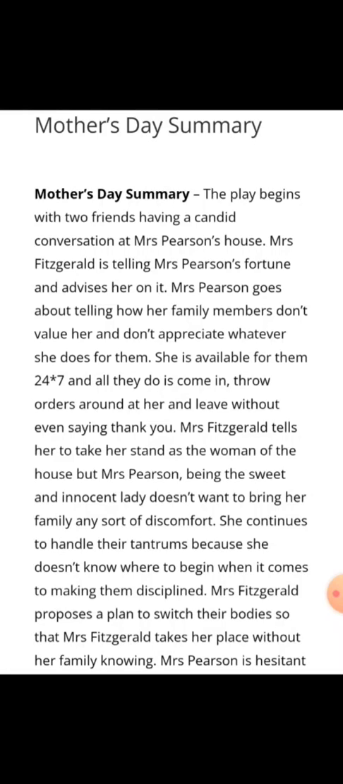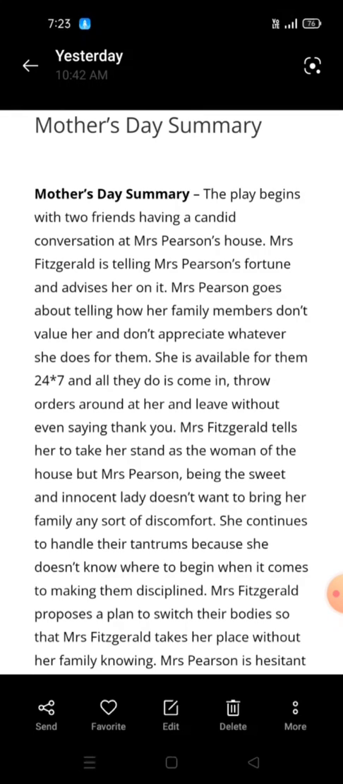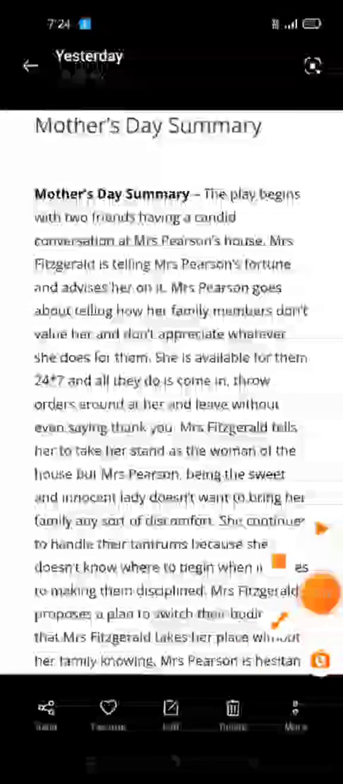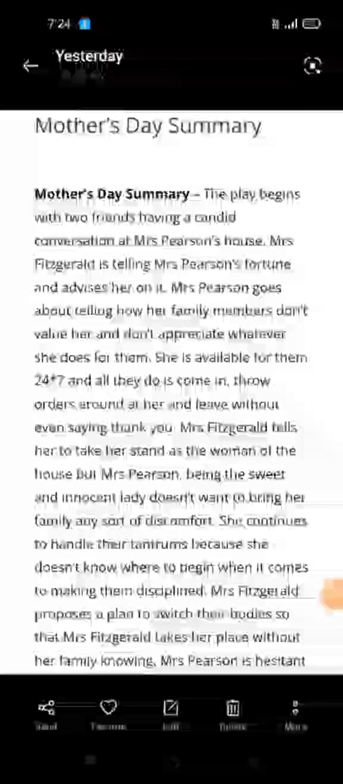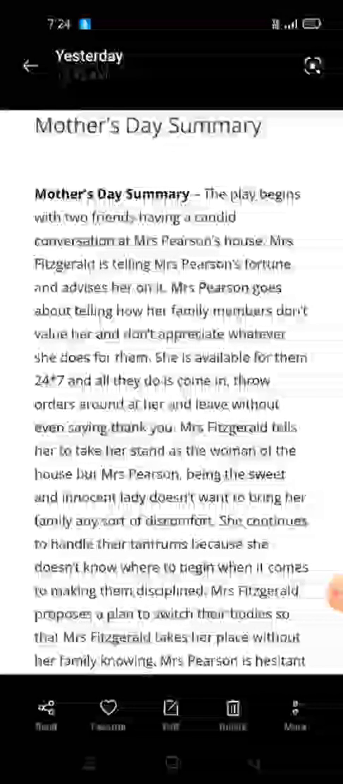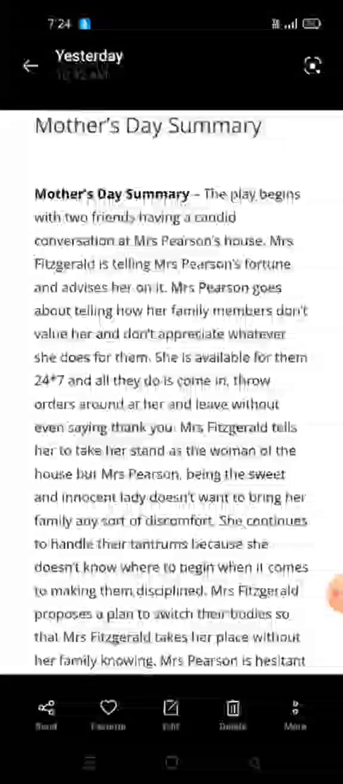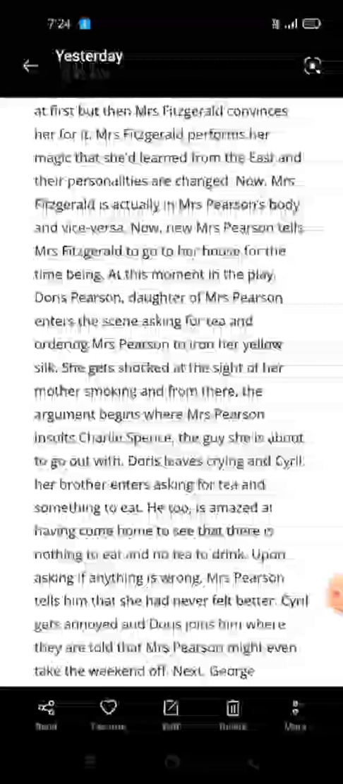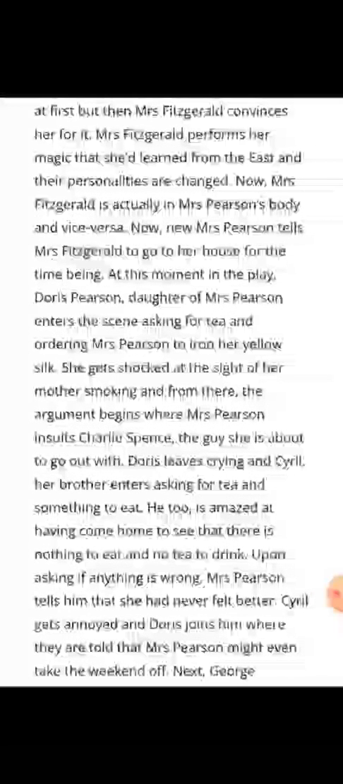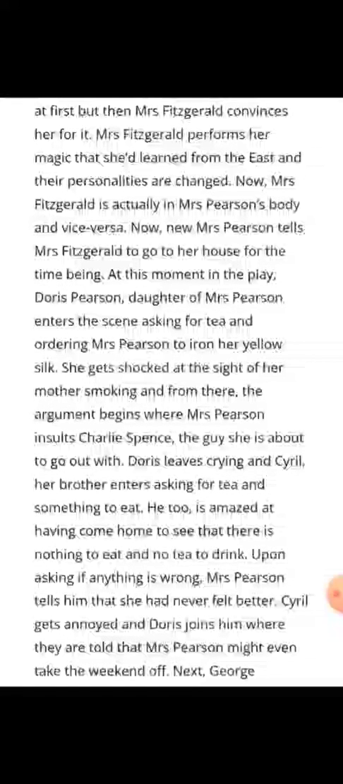So she suggested a plan, and the plan is exchanging souls, exchanging spirits into one another. This way the family doesn't know about the plan, and they would complete the game stealthily. And Mrs. Pearson would get back her respect once again, forever. Mrs. Pearson is hesitant at first, but then Mrs. Fitzgerald convinces her. Mrs. Fitzgerald performs her magic that she had learned from the East, and their personalities are exchanged.